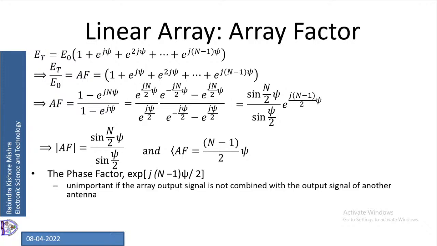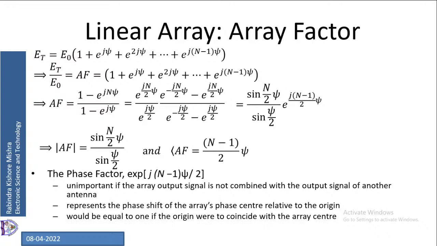This phase factor is not important in terms of finding the amplitude. If the array output signal is not combined with the output signal of another antenna, this phase factor is not important. And this represents the phase shift of the array's phase center relative to the origin. That is its physical significance. And this will be 1 if the origin coincides with the array center. In that case, the phase factor will be 1. So that will be automatically eliminated.